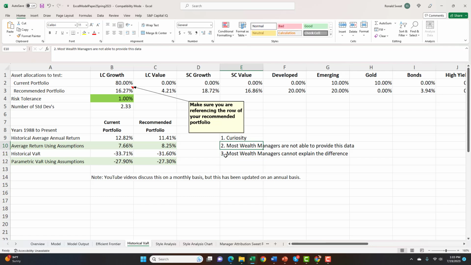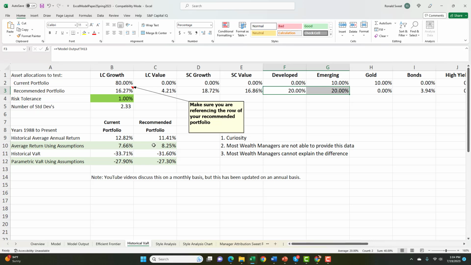So most can't even provide the data, and then if they do provide the data, they can't explain why this portfolio that I currently have has done so much better than what you're recommending. Now in this case, it's probably because we're going from a very low allocation to non-US stocks to a high allocation to non-US stocks. We're going from 10% in developed and emerging market stocks to 40%.